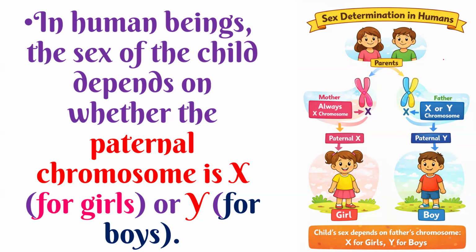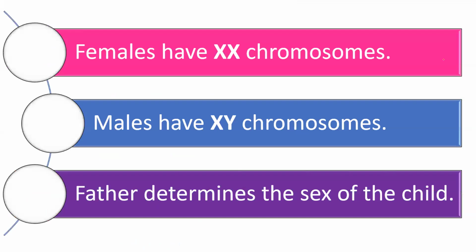Which chromosome is the father giving? When the chromosome passed is Y, then only it will be a son. If X is received, it will be a daughter. So females have XX chromosomes, males have XY chromosomes, and the father determines the sex of the child. This is very, very important.